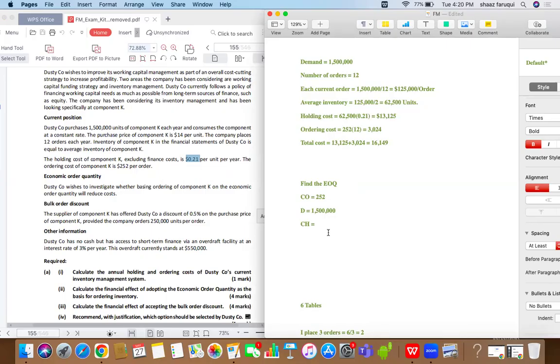Which is, so you're looking at the root of 2CoD by CH. Who can put this and get the answer? 2 into CoD is 1,500,000 divided by H. H is 0.21. You take the root of this. Again, I'm not able to put that sign here, but who can tell me the answer? How much is the EOQ?